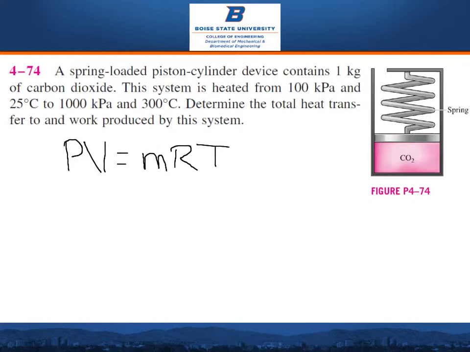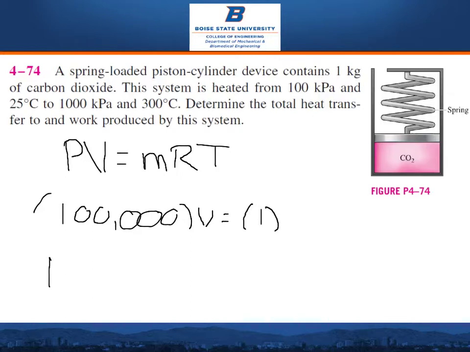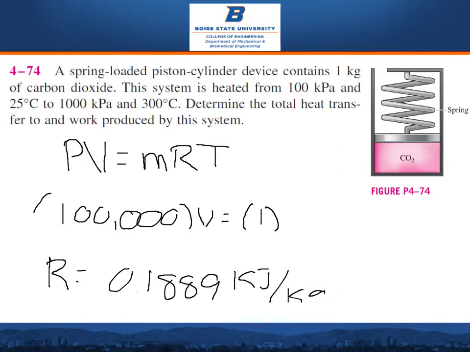So, writing this out, we get 100,000 pascals times the volume, which is what we're going to solve for, equals M, which is the 1 kilogram, R, which is your ideal gas constant, which we'll find on table A2, and the ideal gas constant for carbon dioxide is 0.1889 kJ per kilogram Kelvin.